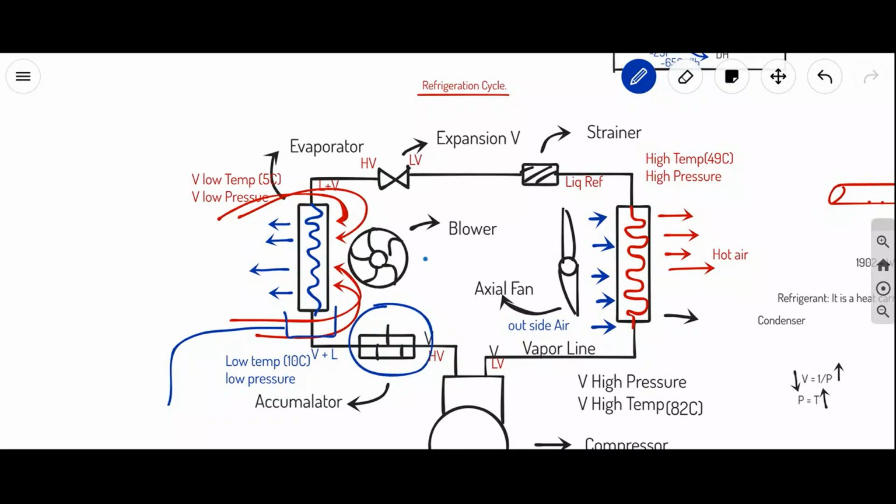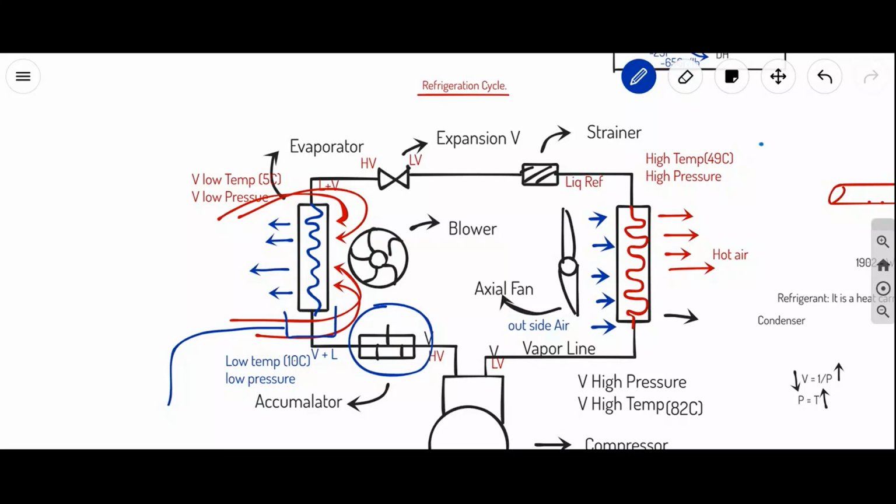Suppose if I want to separate the liquid refrigerant and if I allow the liquid refrigerant to enter into the compressor, तब क्या होता है? What happens? Coil खराब हो जाएगी compressor की. Yeah, compressor cannot compress the liquids, right? Compressor cannot compress the liquids. That is the reason you need to separate the liquid refrigerant.